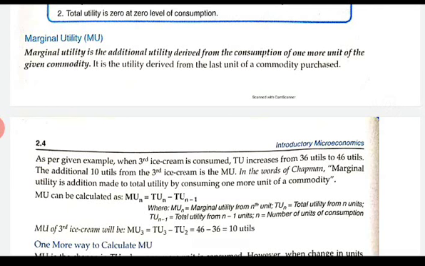So marginal utility is the addition made to the total utility by consuming one more unit of a commodity. This MU can be calculated as MUn equals TUn minus TUn-1. So MUn means the marginal utility of the nth unit, TUn is the total utility from n units, TUn-1 means total utility from n-1 units, and n is the number of units consumed.